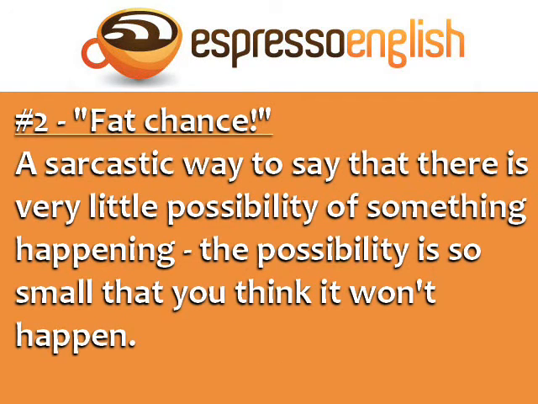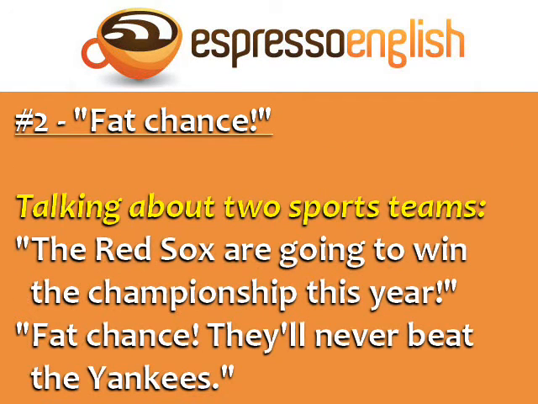Number 2. Fat chance. This is a sarcastic way to say that there is very little possibility of something happening. The possibility is so small that you think it won't happen. For example, if you and your friend are talking about two sports teams, and your friend says the Red Sox are going to win the championship this year, you can say, "Fat chance, they'll never beat the Yankees."